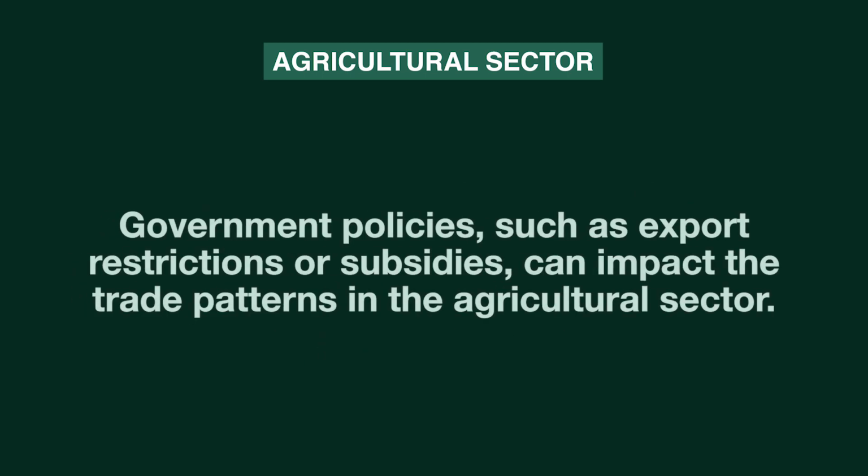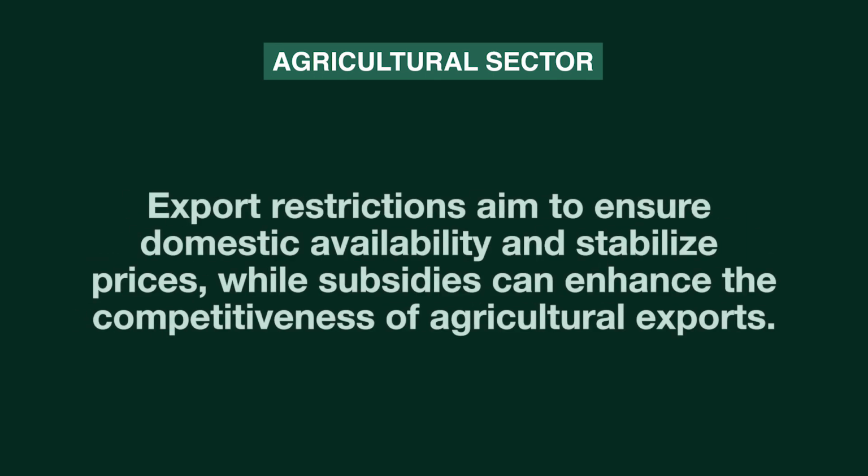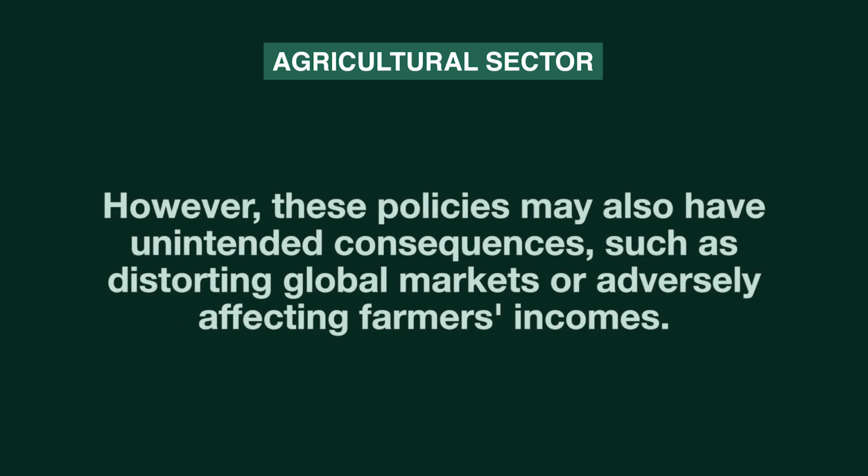When we talk about edible oils and pulses, government policies such as export restrictions or subsidies can impact the trade pattern. Export restrictions increase domestic availability and stabilize prices, and subsidies make more competitiveness come up. But these policies may have unintended consequences, or they can adversely affect farmers' incomes. So when we take up these policies, there should be some kind of trial and error method, some ifs and buts, which need to be considered.